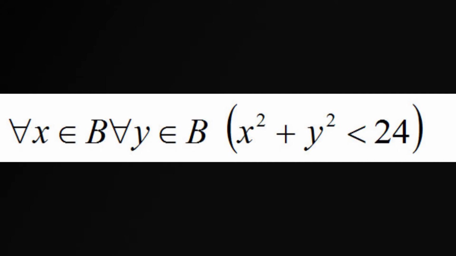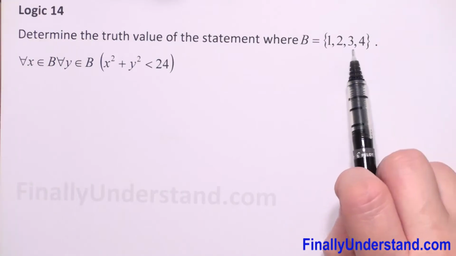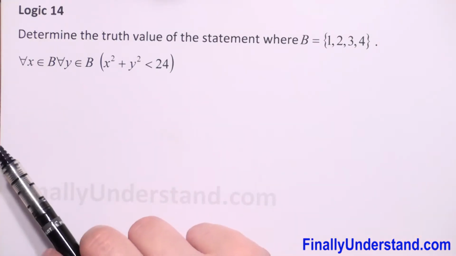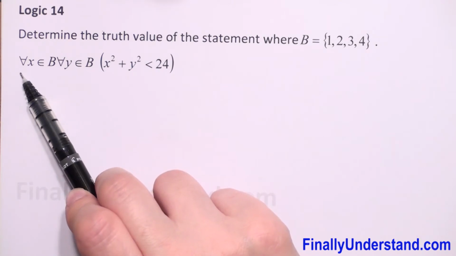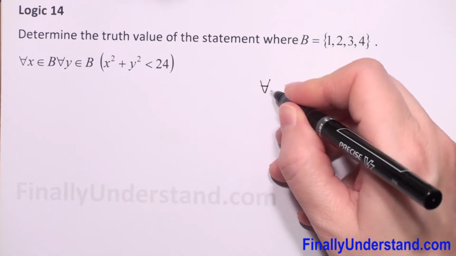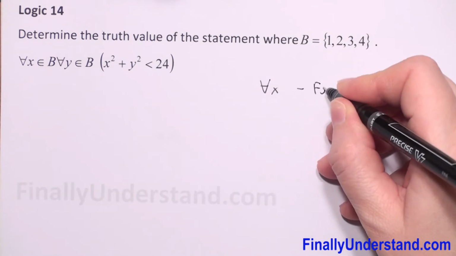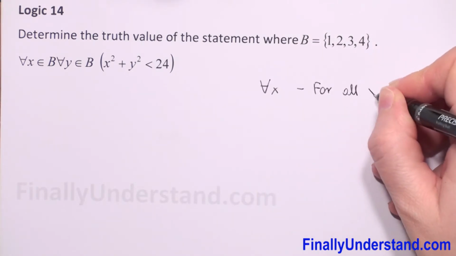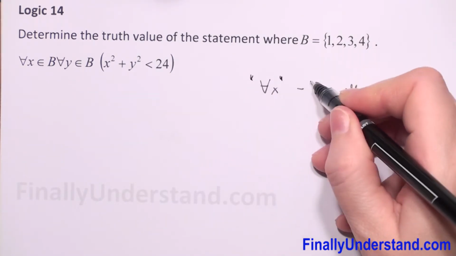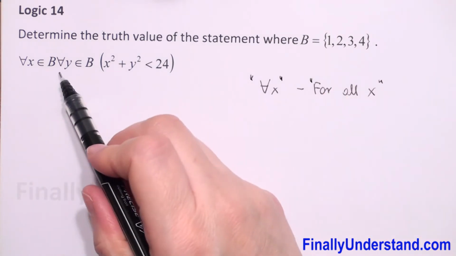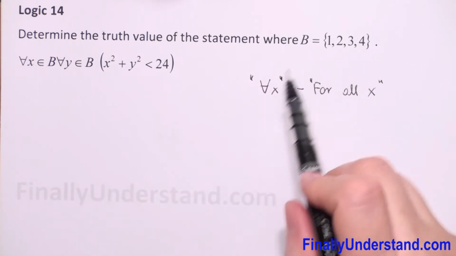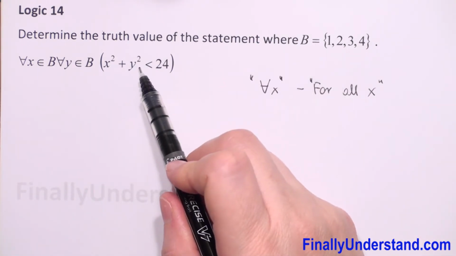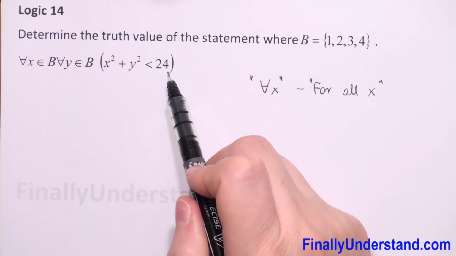We have given set B, and set B has elements 1, 2, 3, 4, and we have a statement. This symbol means for all x. Let me write this. And next we have for all y, and x and y belong to set B: x squared plus y squared is less than 24.